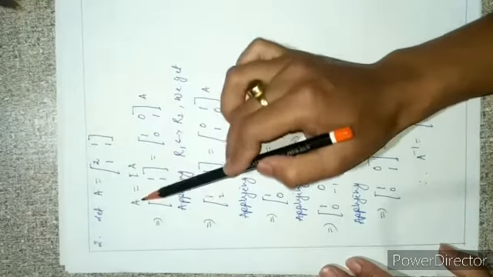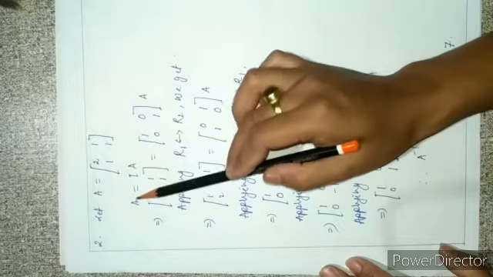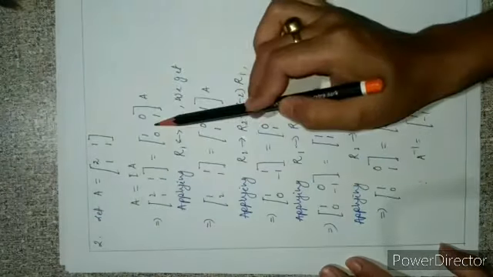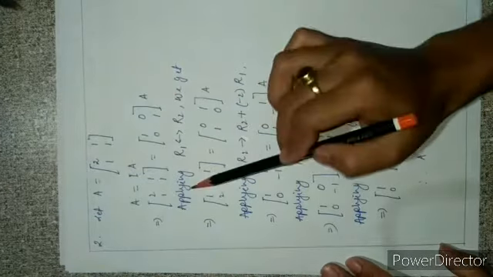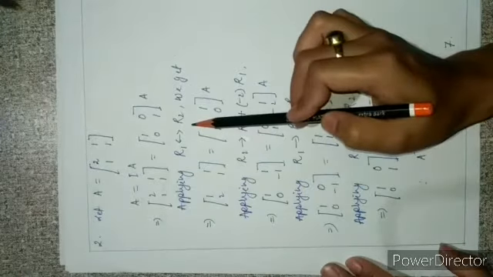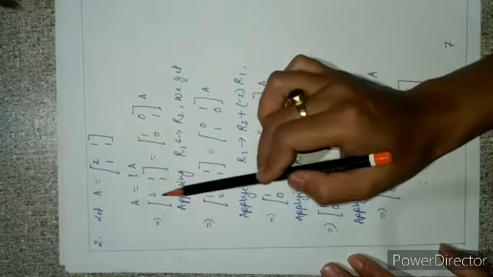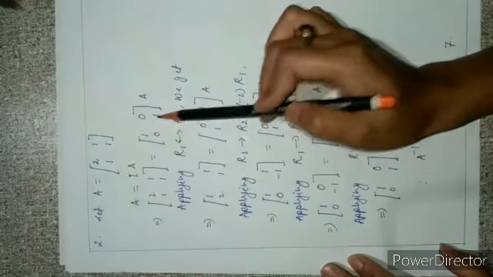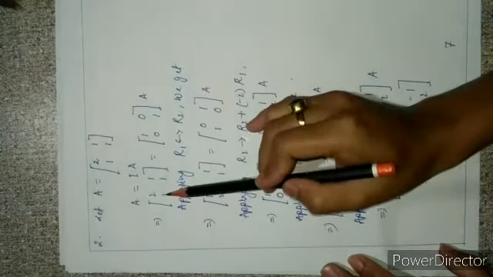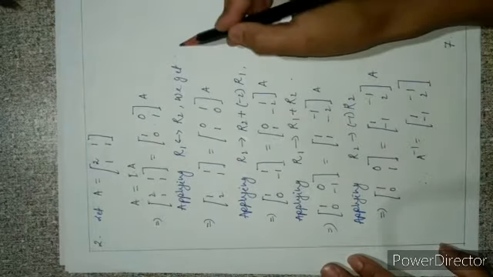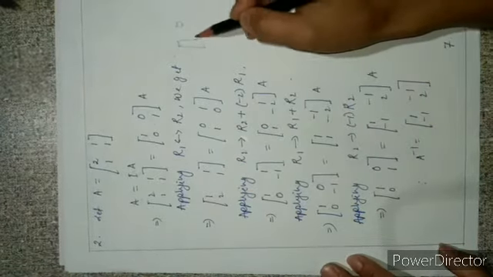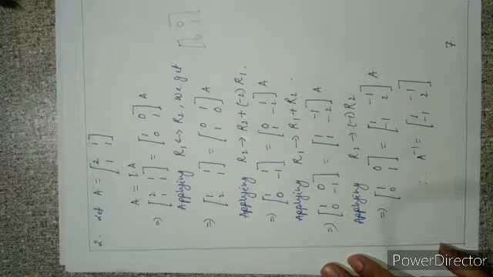Step number 1, write A is equal to I into A. Write the elements of A, and write the identity matrix. Step number 3, apply a sequence of elementary row transformations. The matrix is 2 1 1 1, and the identity is 1 0 0 1.